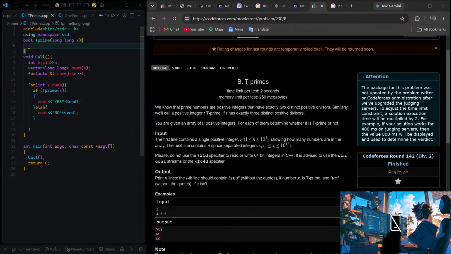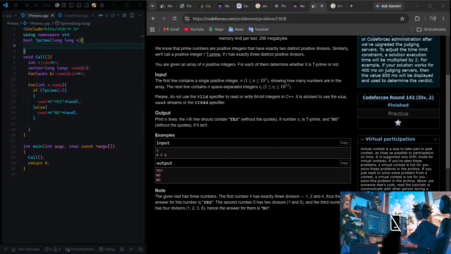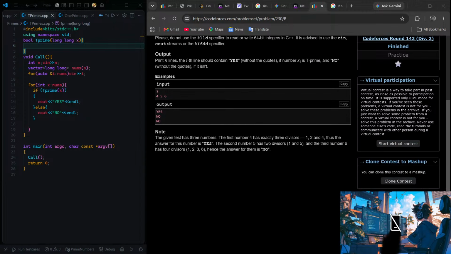For a single number, I will not do this. I have to create a sieve of this array, because I have to tell while traversing that the element will be anything. Basically I have to tell whether this number is a prime number or not, or a T prime. So how will I know if this number is T prime or not?